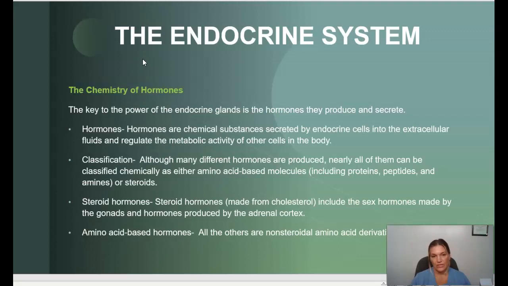There are different classifications of these hormones, but nearly all of them can be classified chemically as either amino-acid based molecules or steroids. Steroid hormones include the sex hormones made by the gonads and hormones produced by the adrenal cortex. And then amino-acid based hormones are other non-steroidal amino acid derivatives.